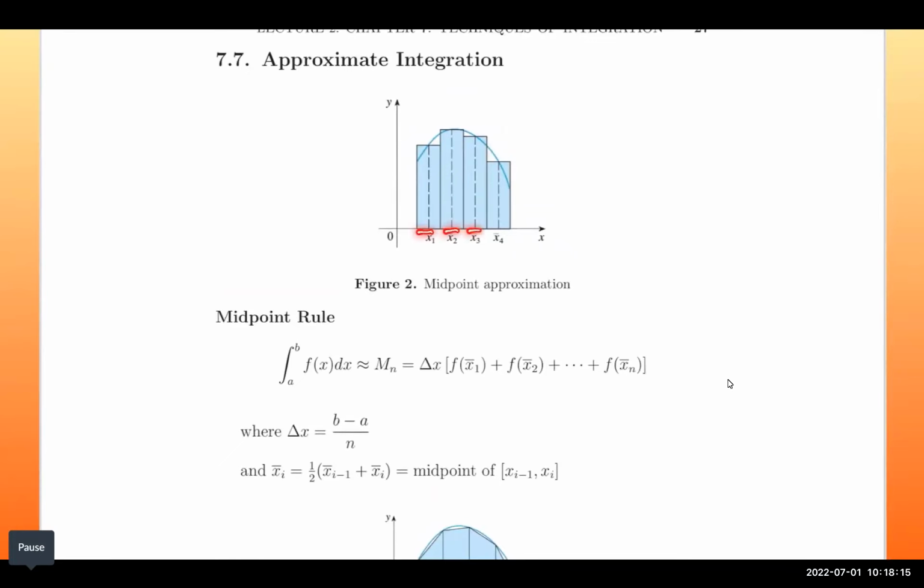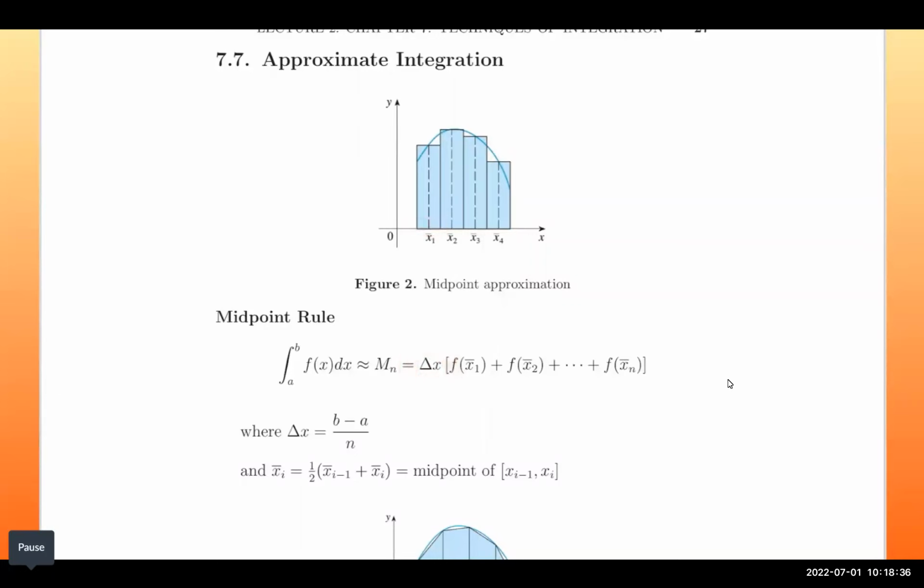In this case, they're breaking up the integral into 4 rectangles. And then you're going to use the midpoint of each rectangle to determine the height of each rectangle. So you're going to have the length times the width, or the base times the height of the rectangle. And if you add those all up, that's going to give you an approximation of the area under the curve.